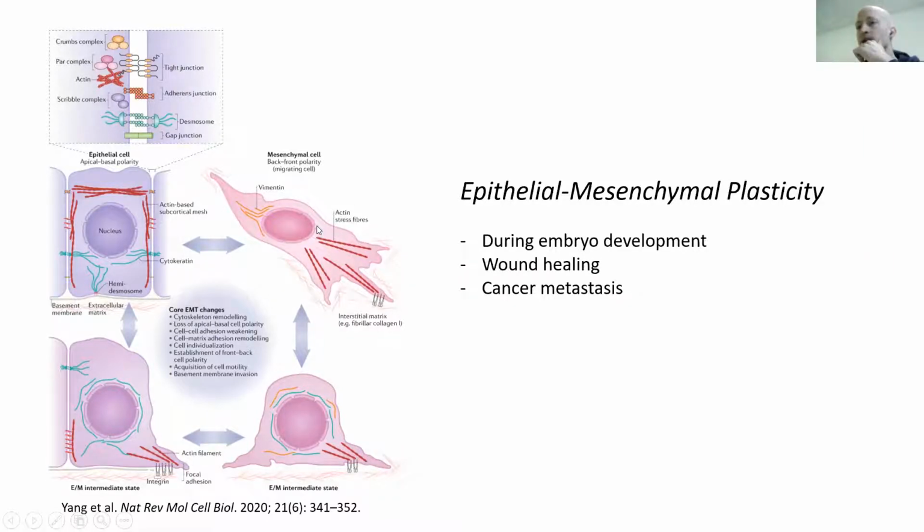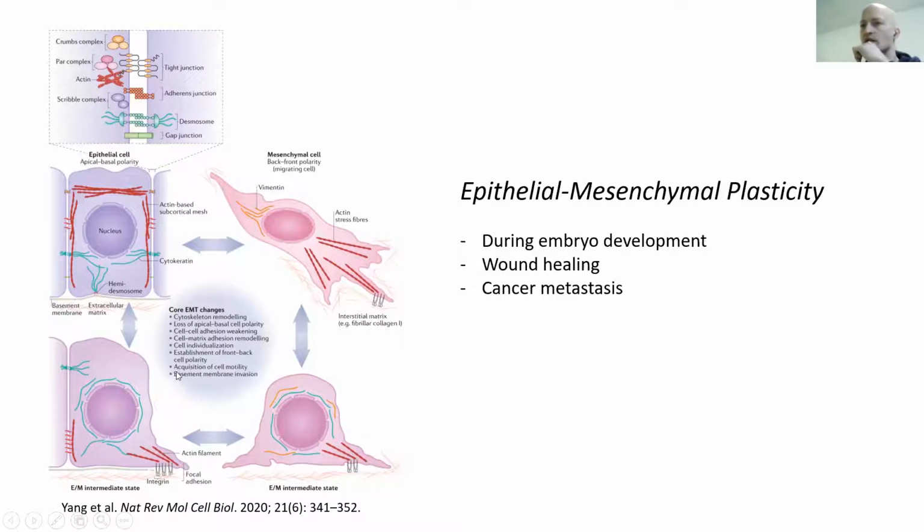And the mesenchymal cell, instead of having a strict polarity with apical and basal pole, has a more flexible polarity that is called front and rear polarity that will adapt to the environment and allow these cells to pick a direction and migrate. So to go from this apicobasal polarity to this front-rear polarity, you need to change a lot of things. Some of these changes are listed here. These core epithelial mesenchymal transition changes.